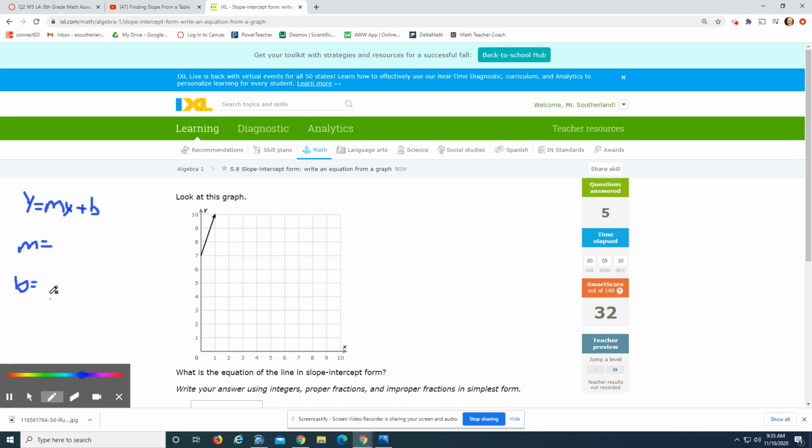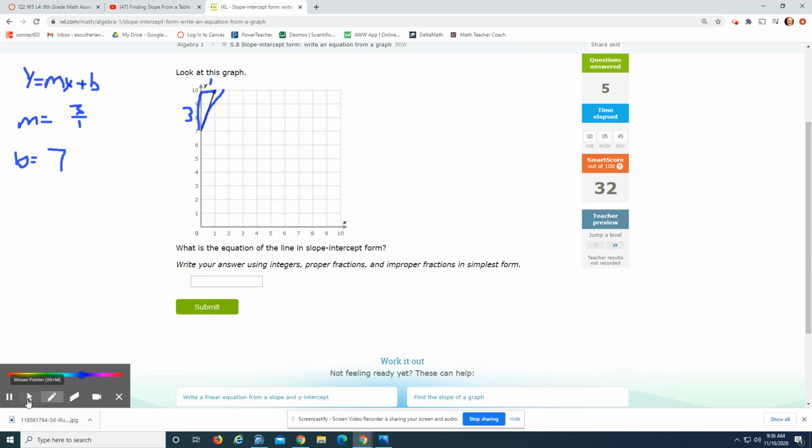So it crosses the y-axis at 7, and then we can see it crosses there. And so we got 3 and 1. Left to right, it's going up, so it's 3 over 1. So I would type in my box y equals 3 over 1 x plus 7.